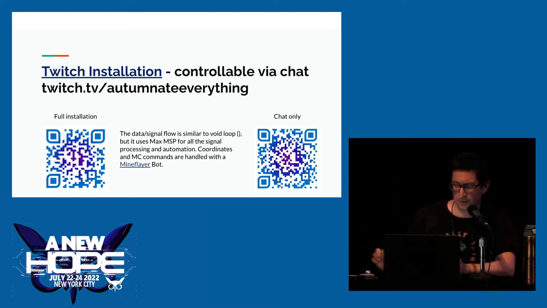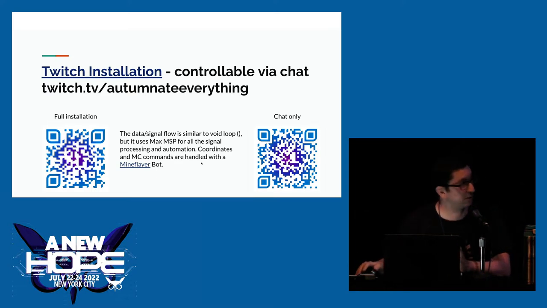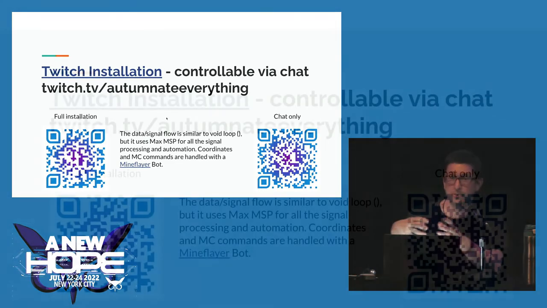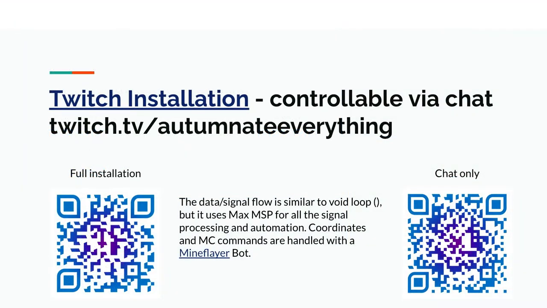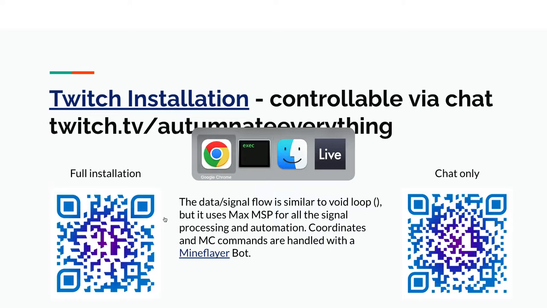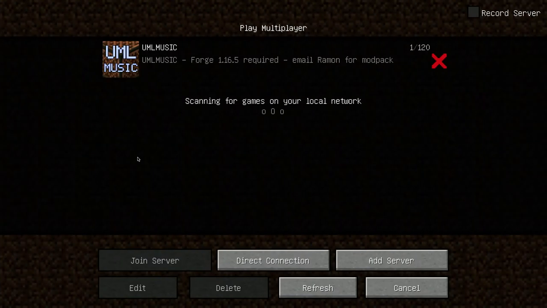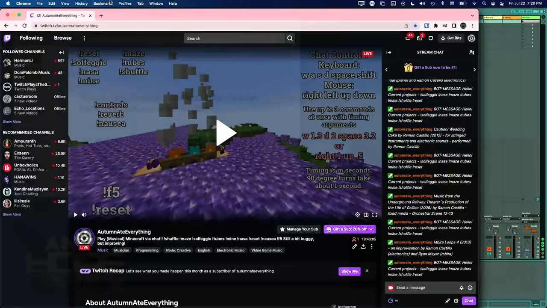Before I show you the Void Loop things, I'll take a quick departure to a Twitch installation that I have running. Right now it's running 24/7. It hasn't crashed yet in the last 3 or 4 days. It's moderately stable, if you ask me. But this uses kind of a similar setup, except instead of Ableton Live, it's using Max MSP for all the signal processing. And it's using a MindFlayer bot, basically a player bot that I can send commands to in order to do different things. And so I have it loaded up here. I hope it doesn't crash while I'm trying to demonstrate it.